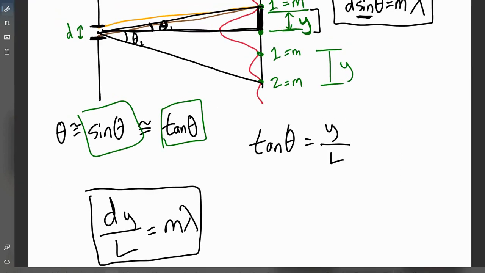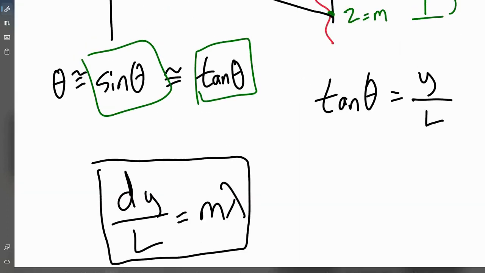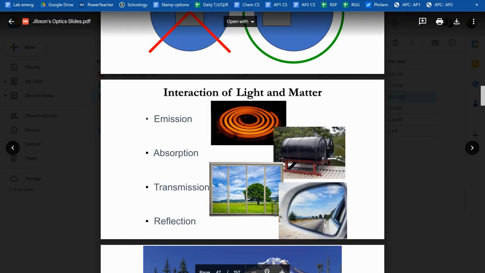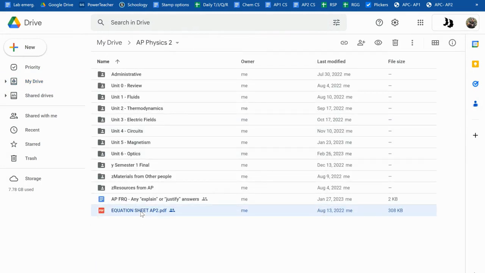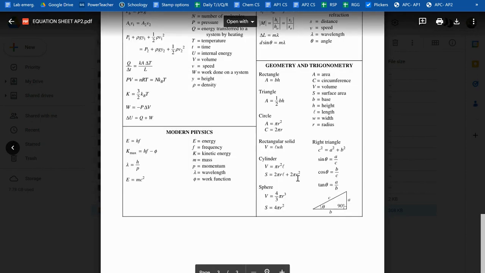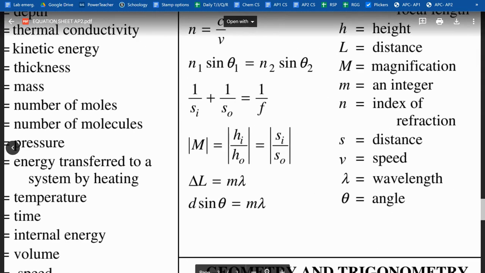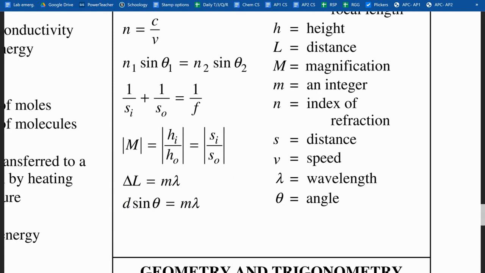Okay, so it's called single slit diffraction. What's really important is that AP does not give you this. AP just does not give you this. What AP does give you is just that first equation, but they expect you to use the second equation. They give you this d sine theta equals m lambda, and they just expect you to have the other one basically memorized.